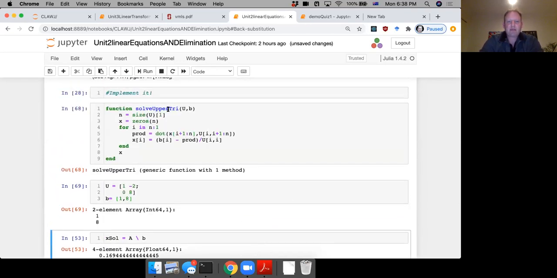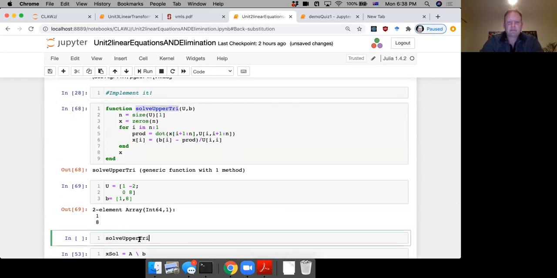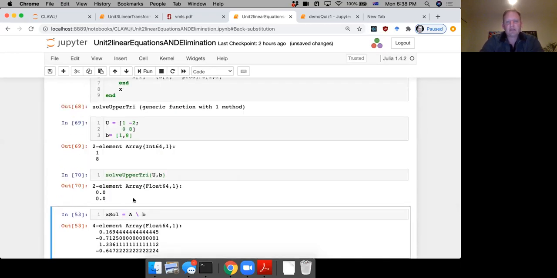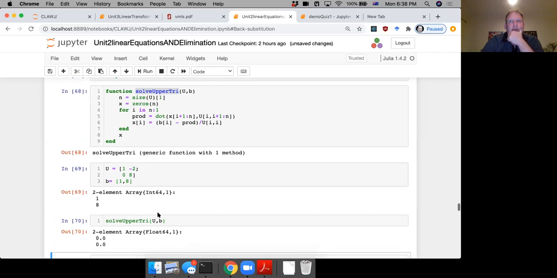And now we can do solve upper triangular UB. We get 0, 0. That doesn't look good at all. 1, -2, 0, 8. Solve upper triangular UB. Xi equals bi minus the prod. Okay, so that doesn't look good. So now let's see what went wrong.